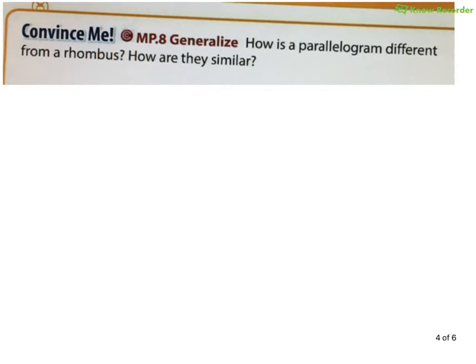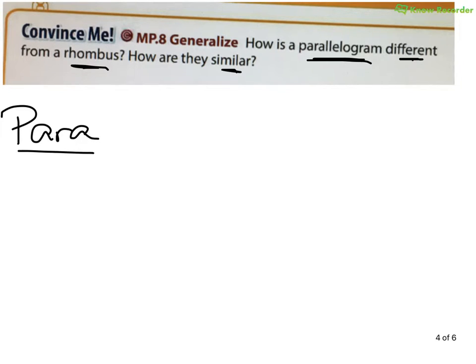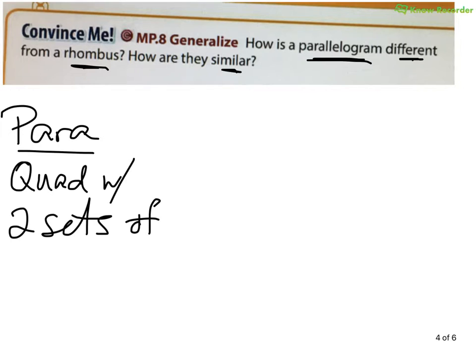So, they want to know, how is a parallelogram different from a rhombus and similar? So, here I'm going to go parallelogram. What do I know about a parallelogram? Well, I know it's a quadrilateral with two sets of parallel sides, and yes, that number 11 means parallel sides. That's the truth. I speak no lie.